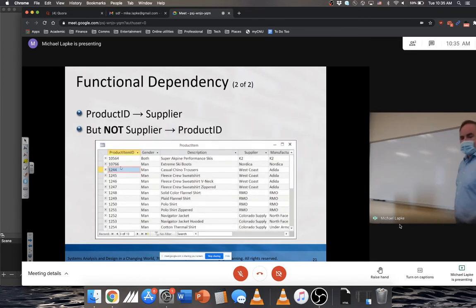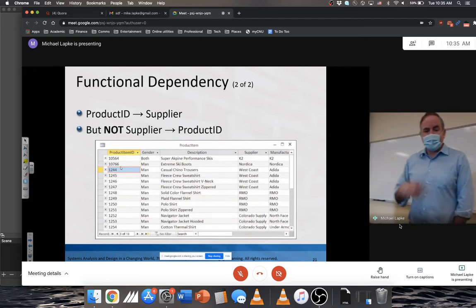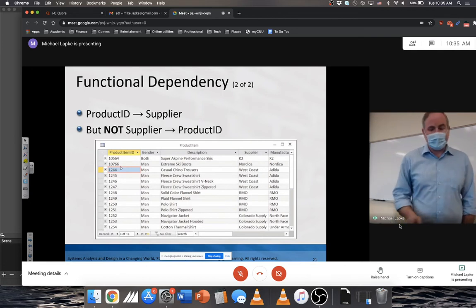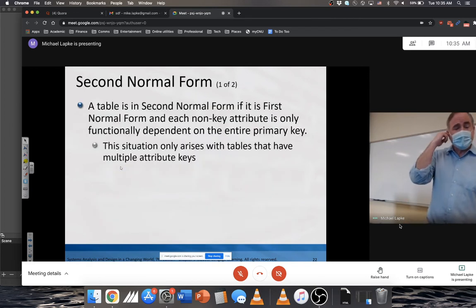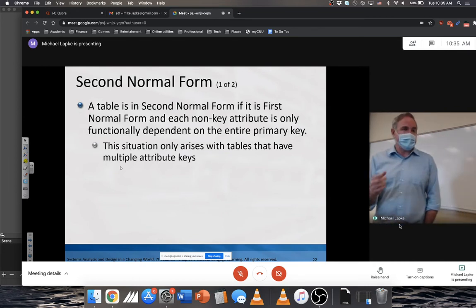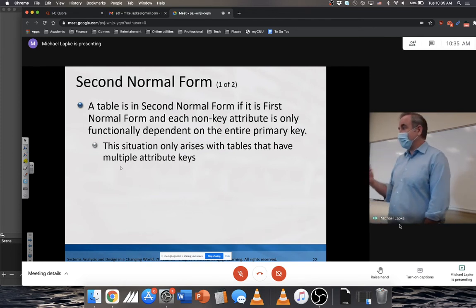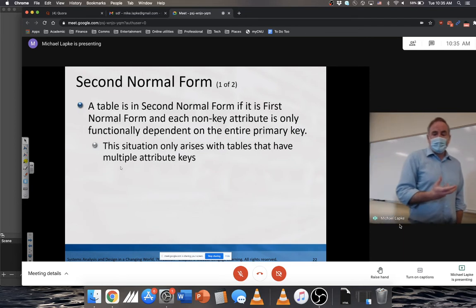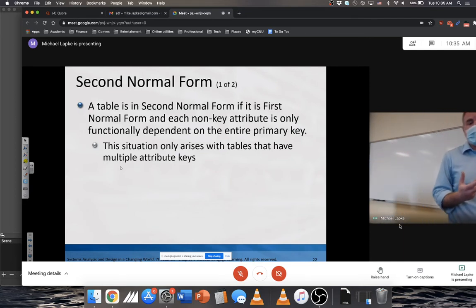Here we see an example where there is not functional dependency, where the supplier is not functionally tied to the product ID. To get to second normal form, first of all, you have to be in first normal form. You can't have multi-valued attributes or varying fields. But then you also need to think about the functional dependency of each attribute.